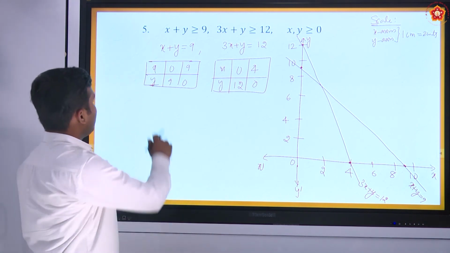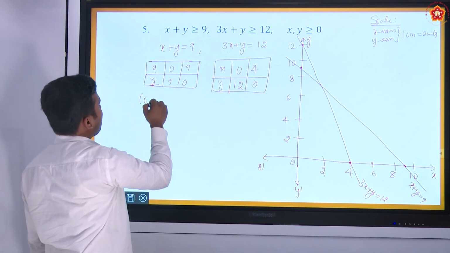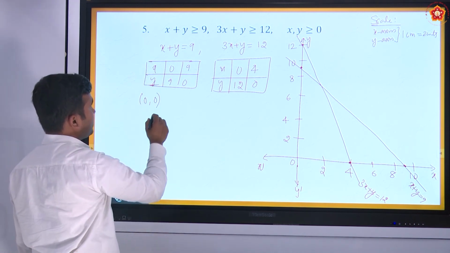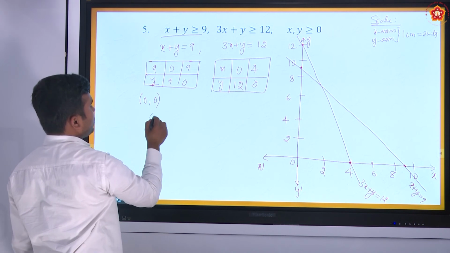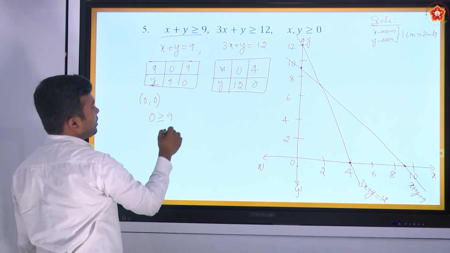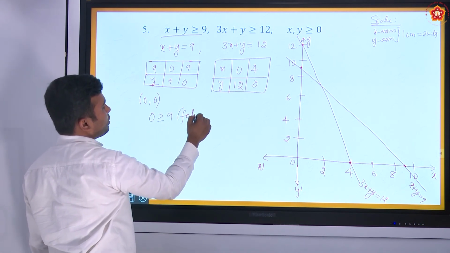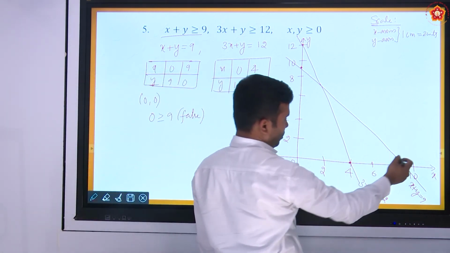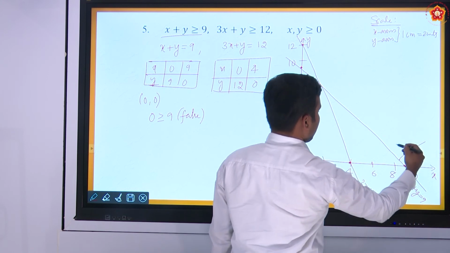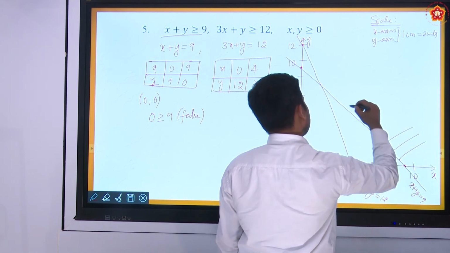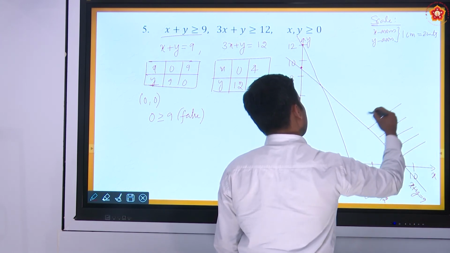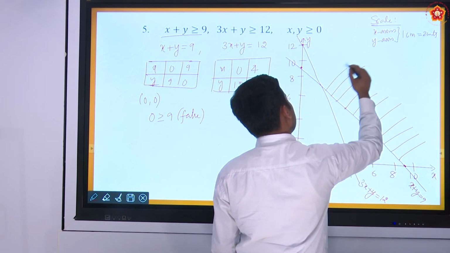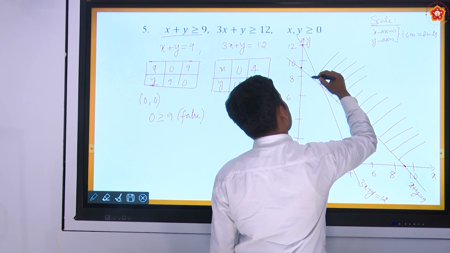If I take 0 comma 0 as the arbitrary point in the above inequality, it will be 0 is greater than or equal to 9, which is false. Therefore its solution region will be away from the origin, that is this one, which is away from the origin.